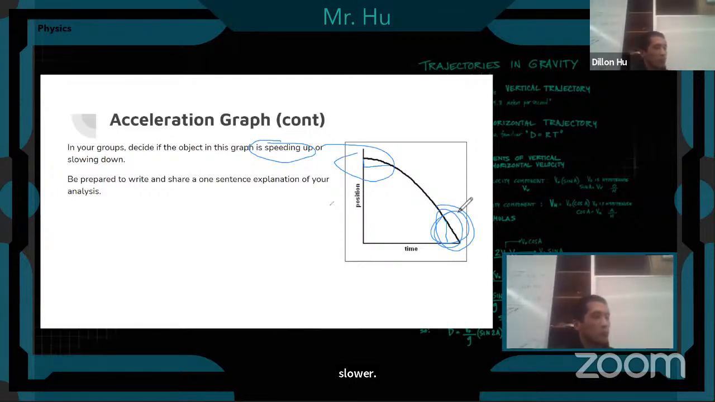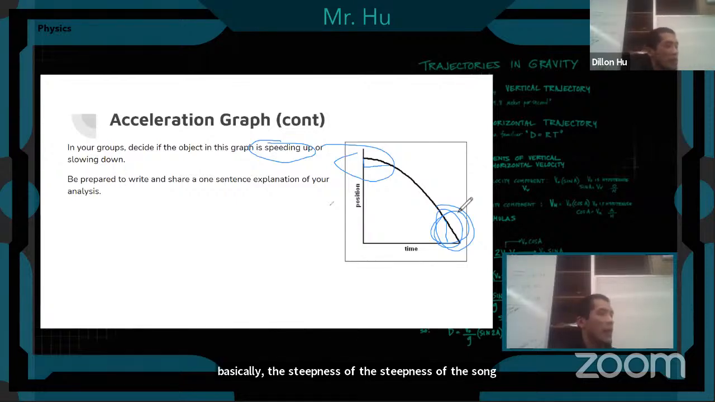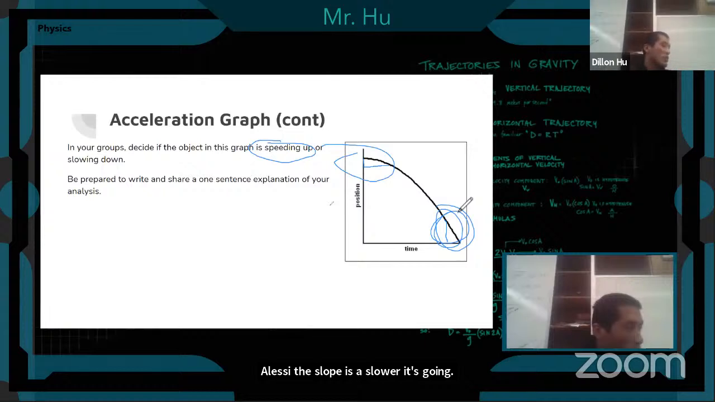So basically, the steepness of the slope helps determine how fast an object is going, and the less steep the slope is, the slower it's going. Now the question is, what is our acceleration here?